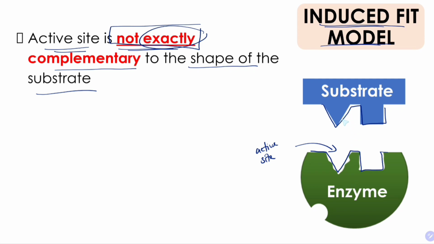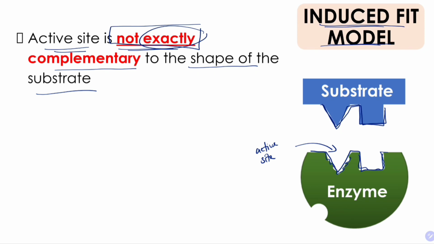Why do I say they are still complementary? Because the substrate can still bind to the active site of the enzyme. If it were not complementary, the structure of the substrate would be totally different, meaning that the substrate cannot bind to the active site. So for the induced fit model, the active site is still complementary, it is just not exactly complementary. We can see the structure of the substrate is like this, but the enzyme has grooves like this. It is not exactly complementary, but they are still technically complementary.